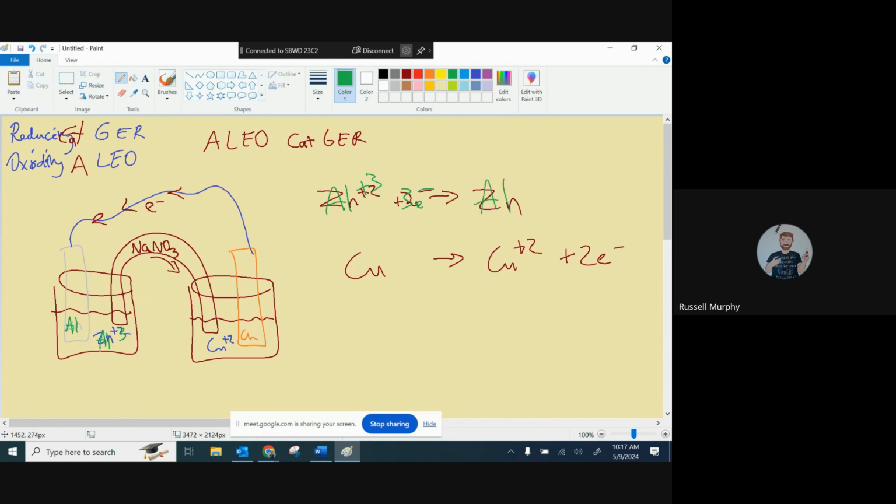Now when I go to combine these, my electrons aren't the same, right? So I have three electrons, and you could probably clearly read that that's a three now. Three electrons versus two electrons. I need to double this reaction, and I need to triple that reaction to show that we have two aluminum ions making two what?